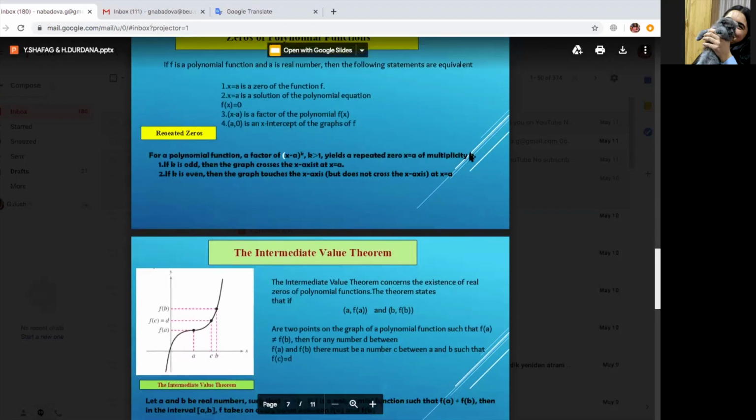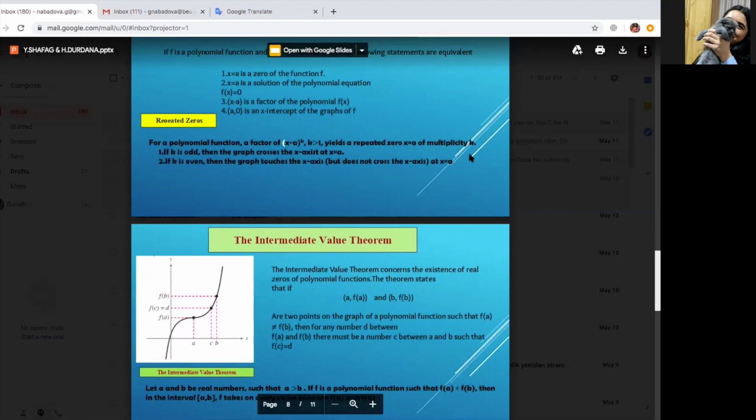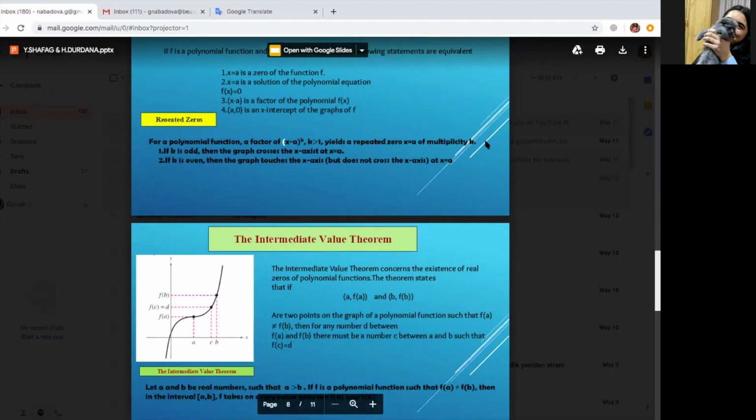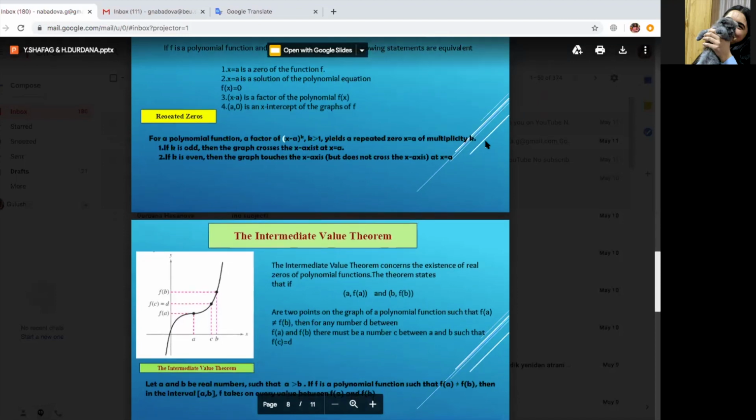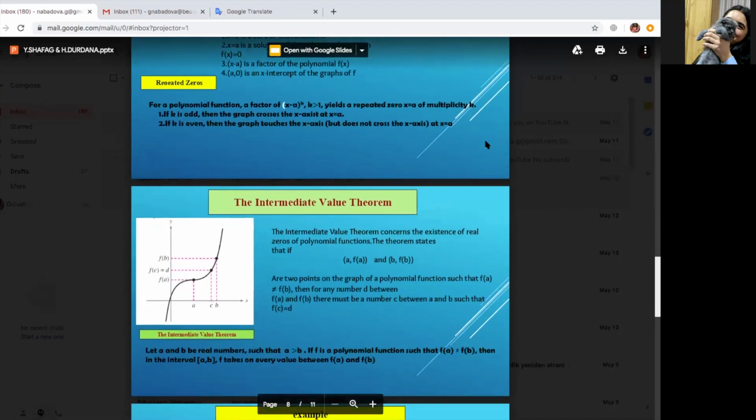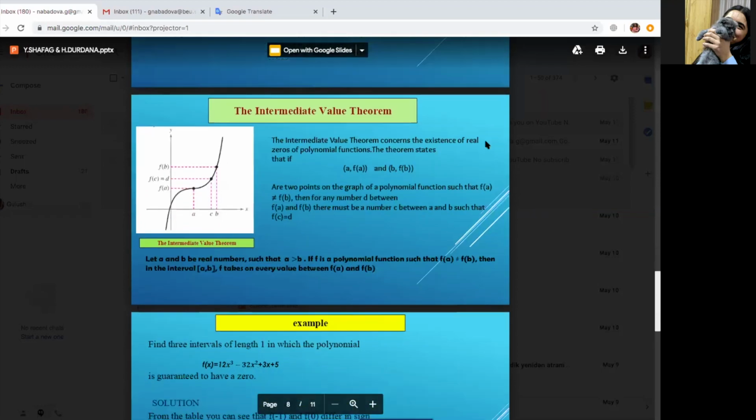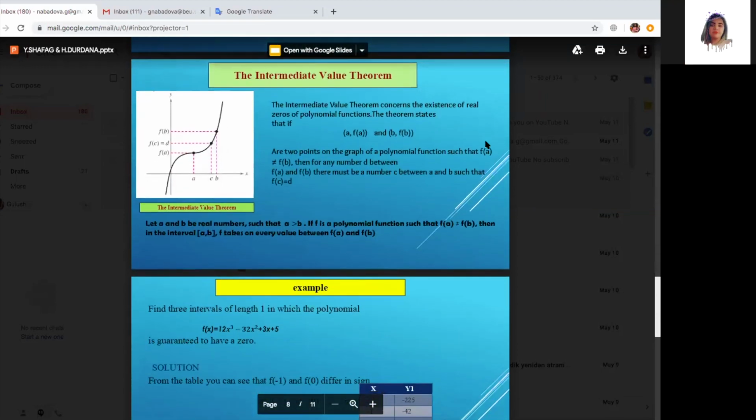Repeated zeros: for a polynomial function, a factor of (x - a)^k yields a repeated zero x = a of multiplicity k. First, if k is odd, then the graph crosses the x-axis at x = a. Second, if k is even, then the graph touches the x-axis but does not cross the x-axis at x = a. Next slide. The intermediate value theorem.